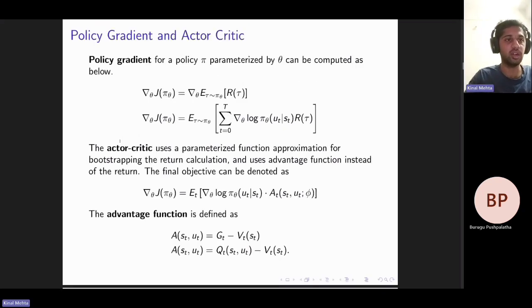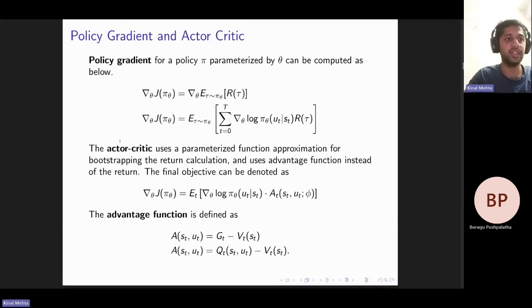And then there are a lot of variants of this policy gradient, such as actor-critic, where instead of directly multiplying with the reward or the return, we use the advantage function. The advantage function has the benefit over directly using reward that it has a lot less variance. So it helps in controlling the variance and hence in better convergence of the network.